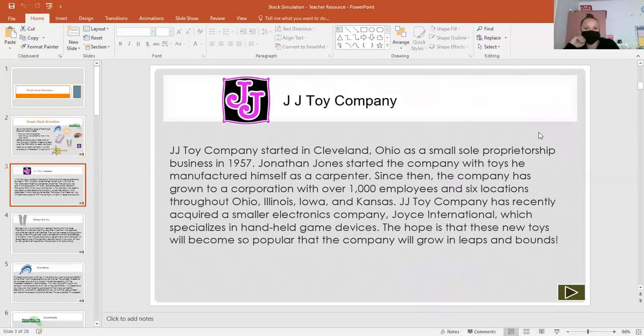So JJ Toy Company started in Cleveland, Ohio as a small sole proprietorship business in 1957. Jonathan Jones started the company with toys he manufactured himself as a carpenter. Since then, the company has grown to a corporation with over 1,000 employees in 6 locations throughout Ohio, Illinois, Iowa, and Kansas. JJ Toy Company has recently acquired a smaller electronics company, Joyce International, which specializes in handheld game devices. The hope is that these new toys will become so popular that the company will grow in leaps and bounds.